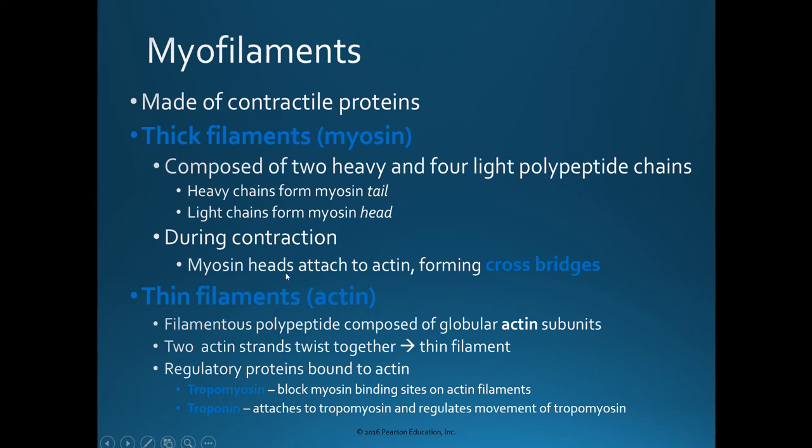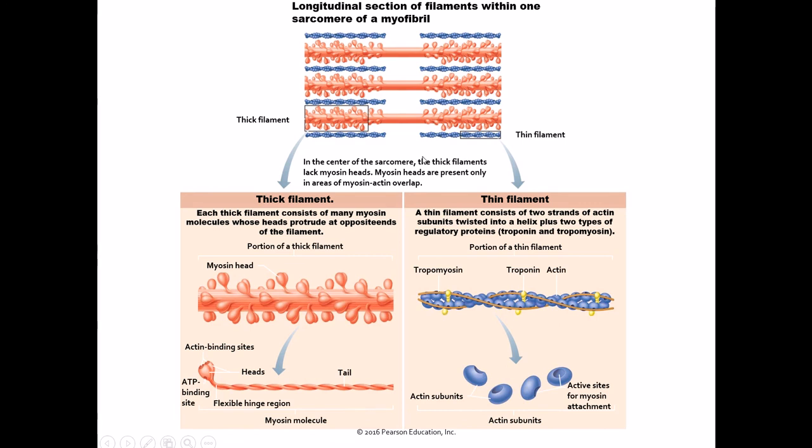When the myosin heads attach to the actin, that's called a cross bridge, and that's where the contraction of our muscle starts, is forming these cross bridges, these attachments between the myosin heads and the actin filaments. So here you go, here's what I was talking about. Here's your big thick myosin filament, and you can see these little heads sticking off of it. So the tails make up the filamentous part, and then the heads stick up.